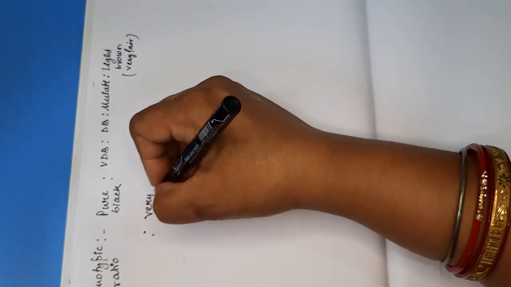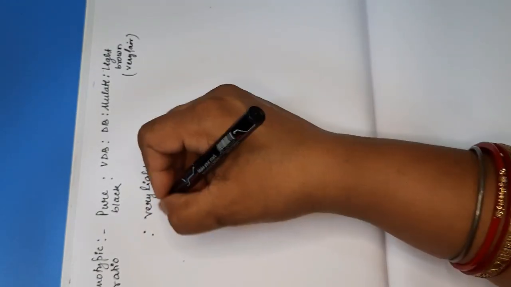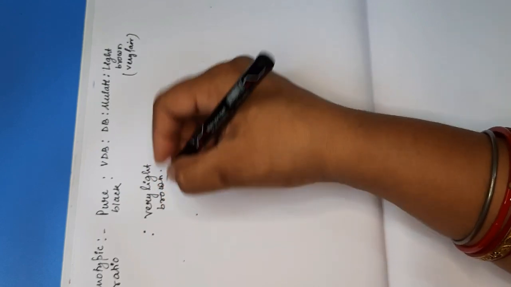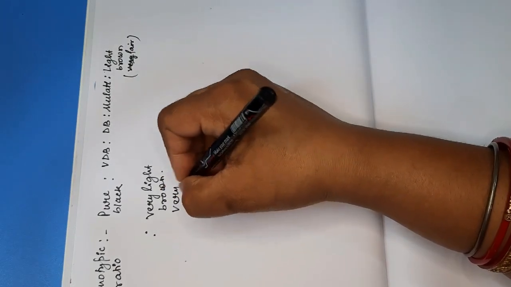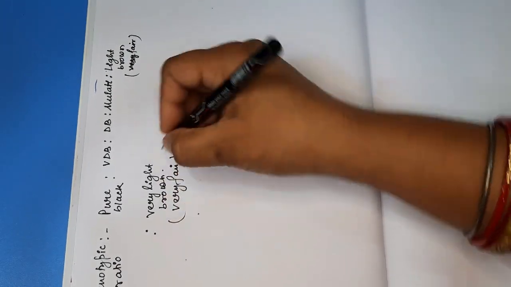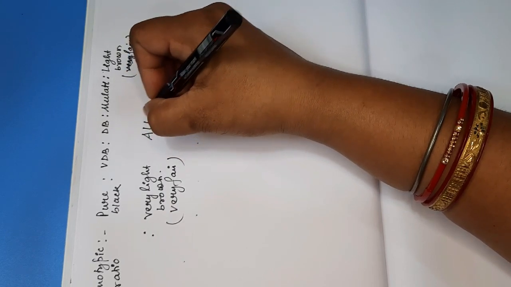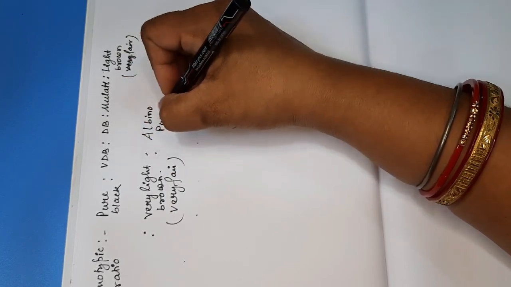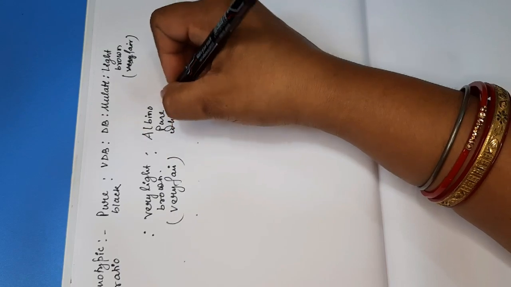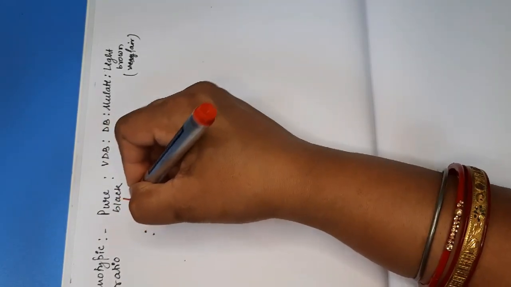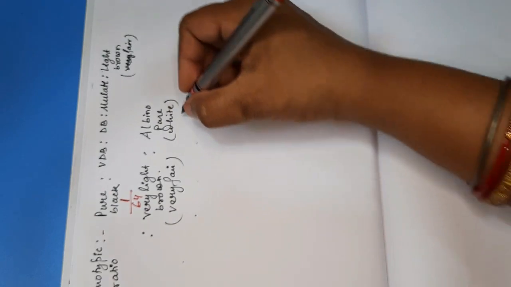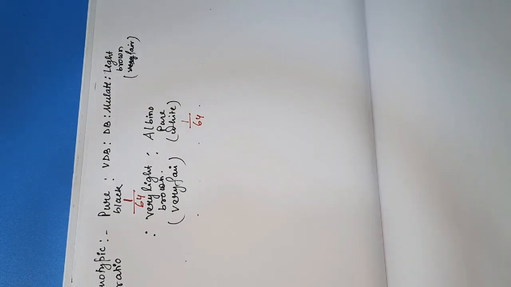Then very light brown, this one should be only fair, this will be very fair. And the other last extreme, that is albino or pure white. So out of the 64 blocks, there will be only one on this extreme. So pure black will be 1 by 64 and pure white will be 1 by 64.